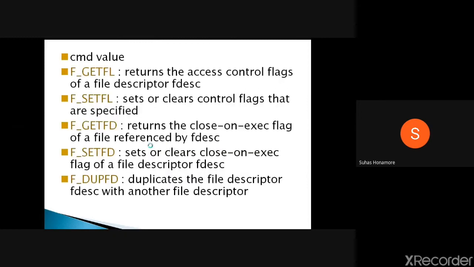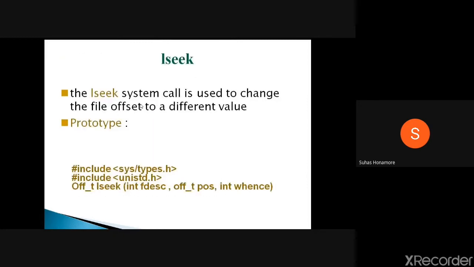So lseek is nothing but this: wherever the offset is, by default whenever you open a file, it will be pointing to the first byte. If you want to place the offset somewhere, in the end or in the middle, then to change that offset pointer we normally use lseek.